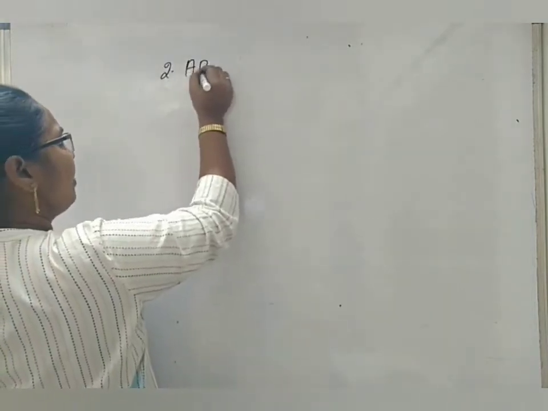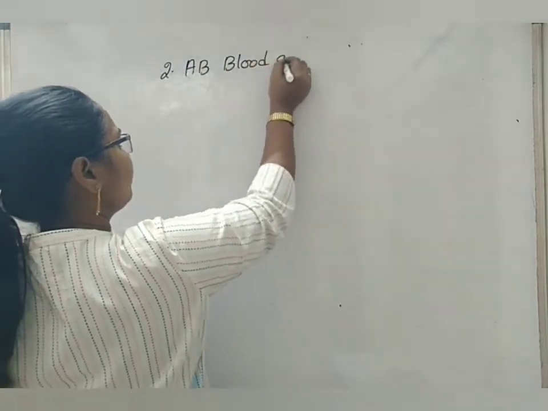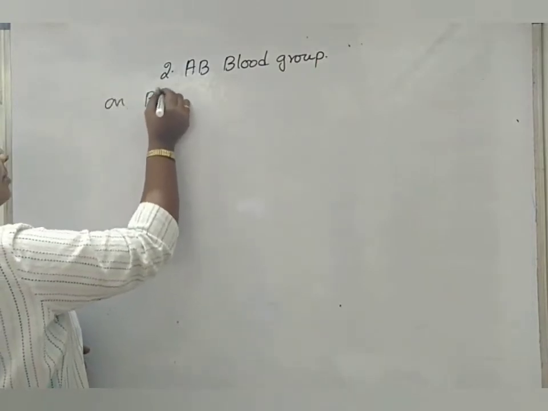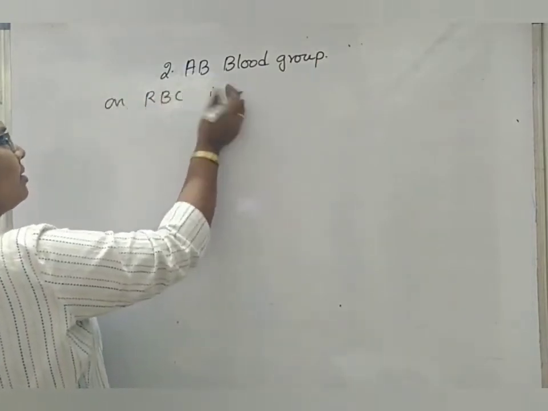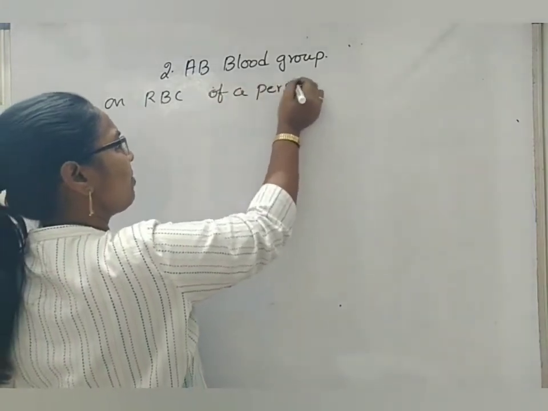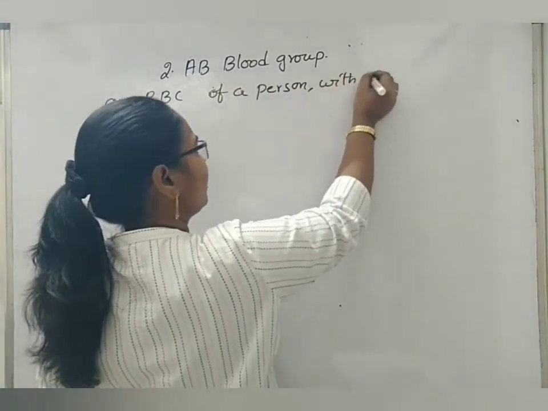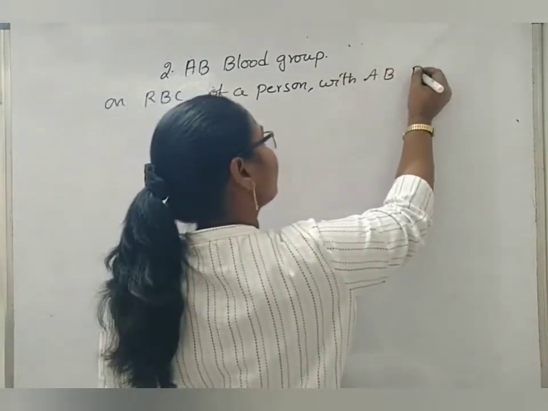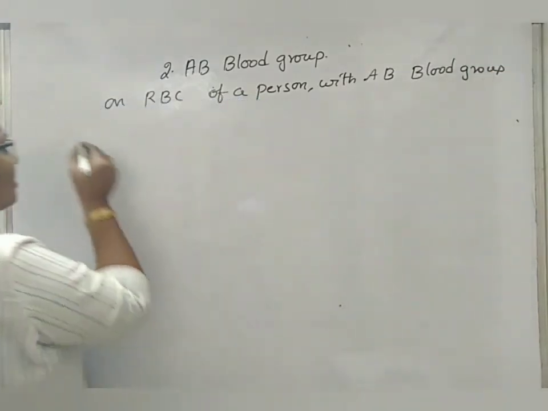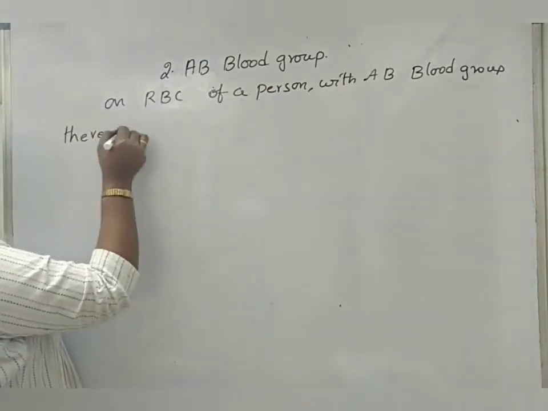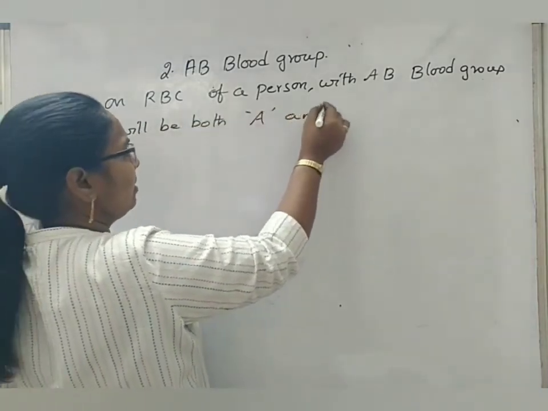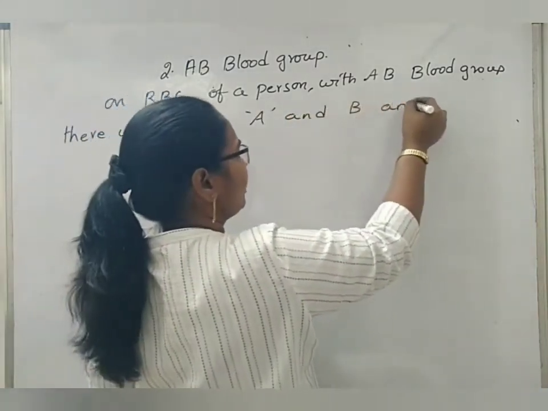The second example is the AB blood group. On the RBC of a person with AB blood group, there will be both A and B antigens.